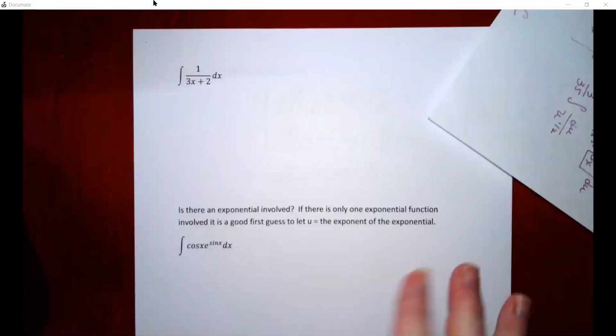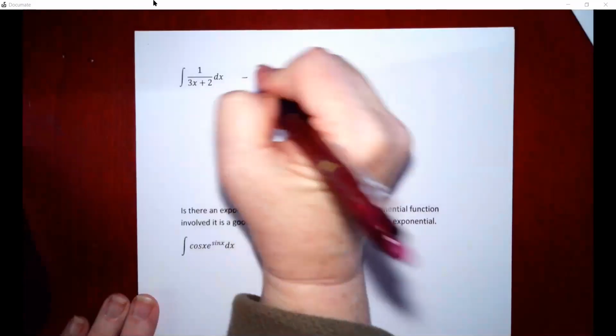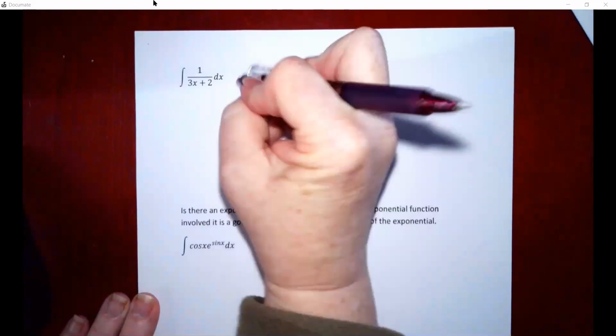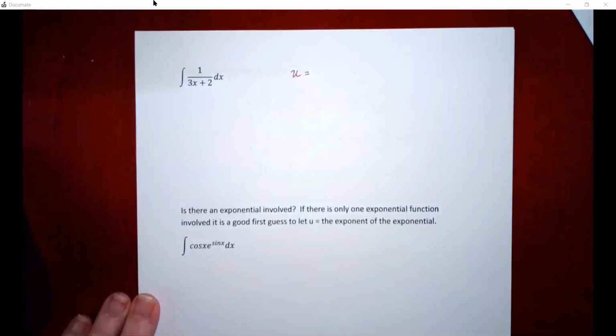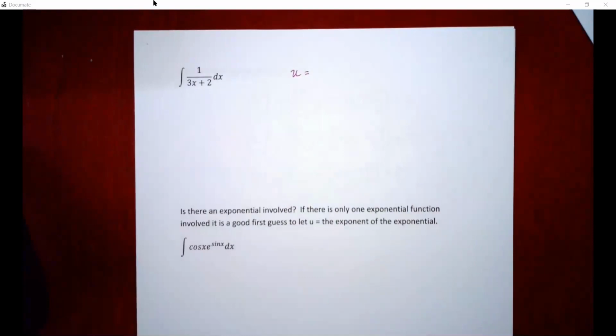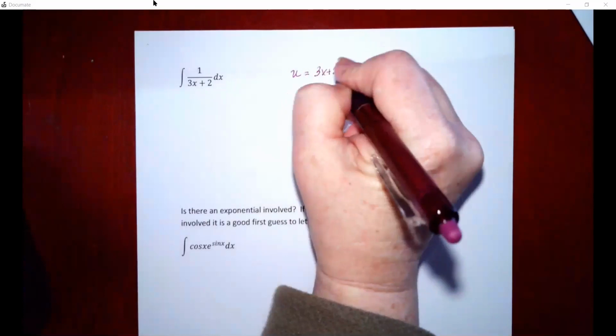So what about this one? Well, what do you think I would choose for u? Three x plus 2. There's not a whole lot of choice there, is it? Most of the time when you have a fraction, the u will come from the denominator. We'll talk about some specific examples of when that's not true here in just a minute. But in this case, I would just let u be the 3x plus 2.